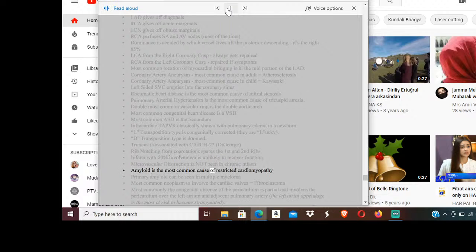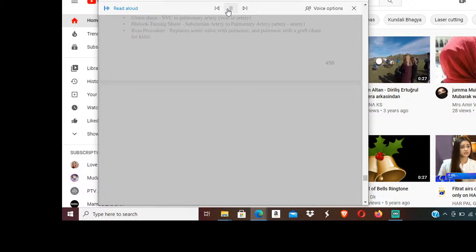Amyloid is the most common cause of restrictive cardiomyopathy. Primary amyloid can be seen in multiple myeloma. Most common neoplasm to involve the cardiac valves equals fibroelastoma. Most commonly the congenital absence of the pericardium is partial and involves the pericardium over the left atrium and adjacent pulmonary artery. The left atrial appendage is the most at risk to become strangulated.